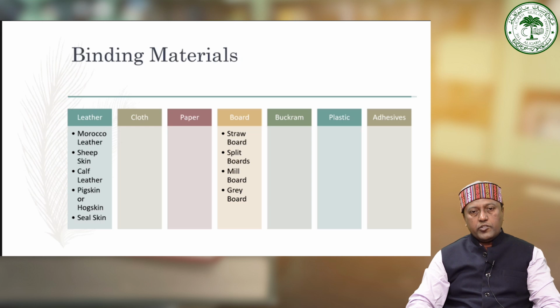Then coming to the binding material, because that decides the cost. As you must have seen, the paperback is always cheaper, and if you go for the board, it is costlier. If you go for the cloth, it's again costlier. If you go for the leather, again it's costlier. So leather probably is the costliest one, and it depends.